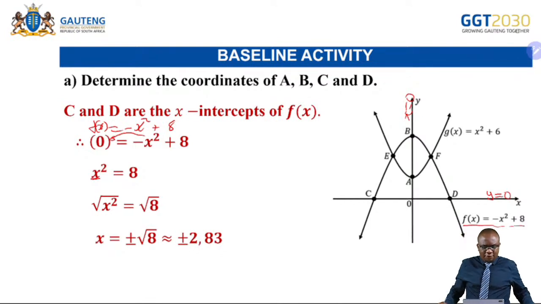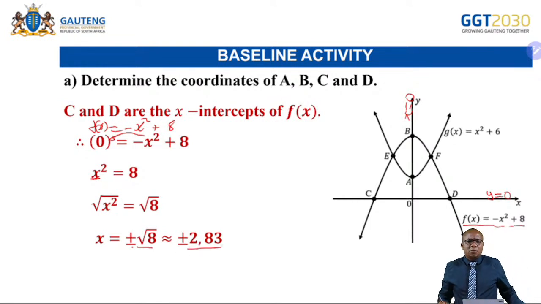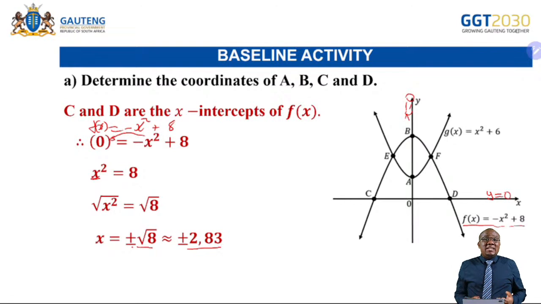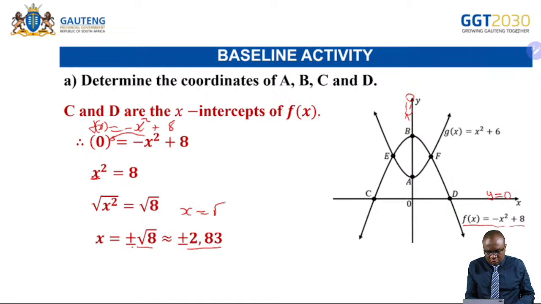So it's positive or negative root 8. If you're asked to leave it in surd form, leave it like this. If it's decimals, to 2 decimal places, leave it like that. Actually, here there are 2 answers for x: x is equal to positive root 8, or x is equal to negative root 8. Please recognize that.